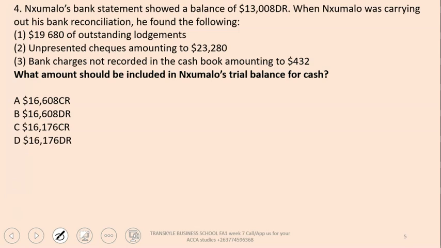Numalo's bank statement showed a balance of 13,008 debit. A bank statement showing a debit balance means that we are in an overdrawn position according to the bank. When Numalo was carrying out his bank reconciliation, he found the following: 19,680 of outstanding checks, 23,208 of unpresented checks, and bank charges not recorded in the cash book amounting to 432. What amount should be included in Numalo's trial balance for cash?